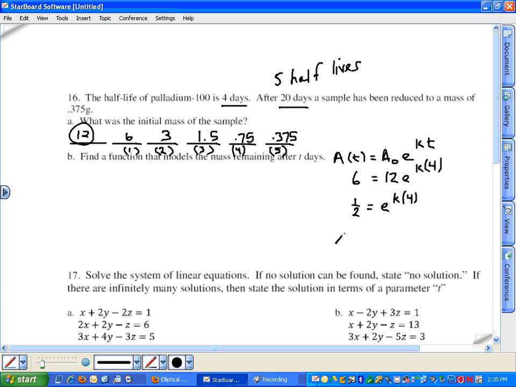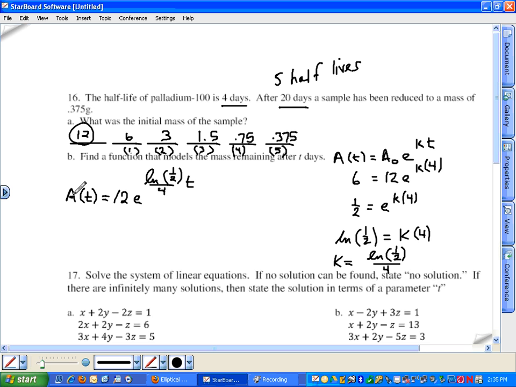I'm going to take the natural log of both sides. Natural log of 1 half is equal to k times 4. Divide by 4 on both sides, and we get the value of k that we're looking for: k is equal to the natural log of 1 half divided by 4. Now we can go back and finish our model. The amount at time t is equal to the original amount, 12, times e to the natural log of 1 half over 4 times t. This is a function that models the amount at a certain time, t.